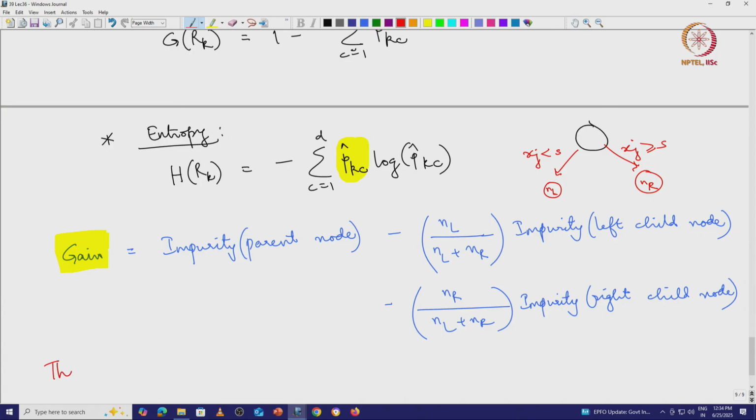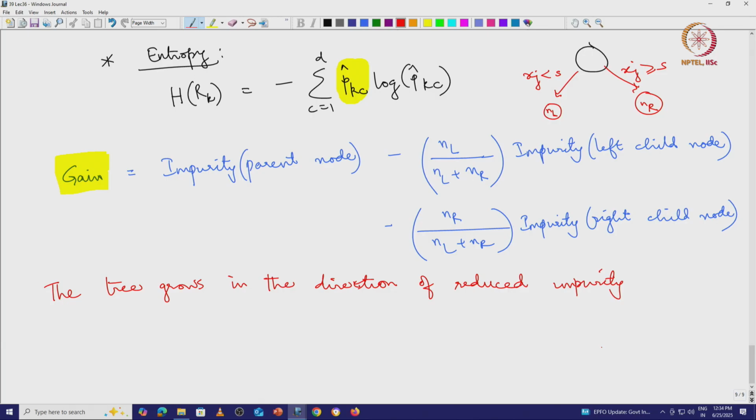So the tree grows in the direction of reduced impurity, which essentially means more certainty. I hope this makes sense to you. Of course, like I said, we will try to do an example in one of the future lectures.